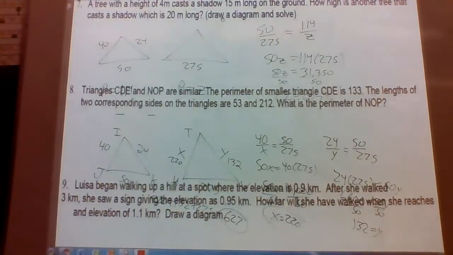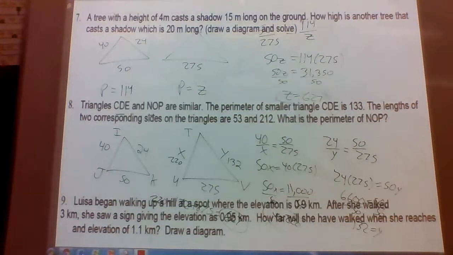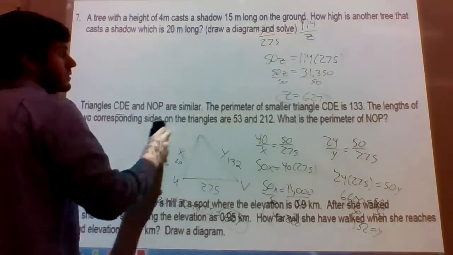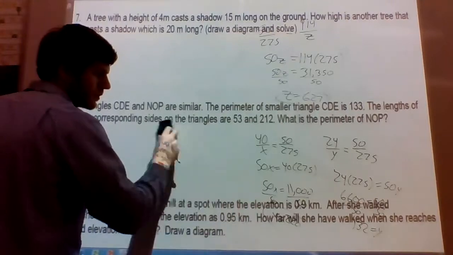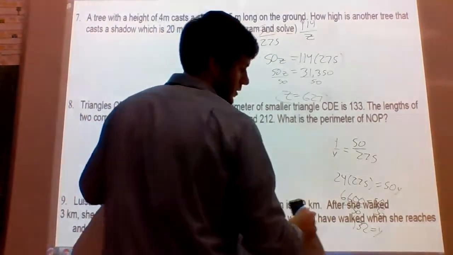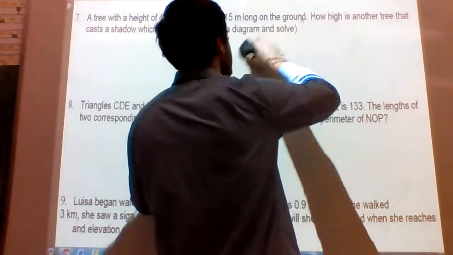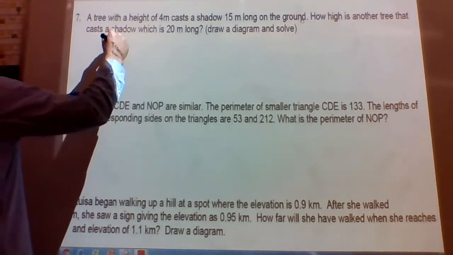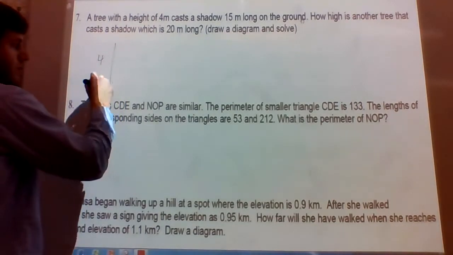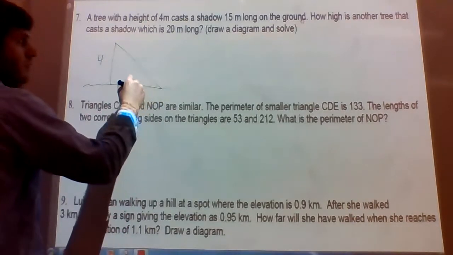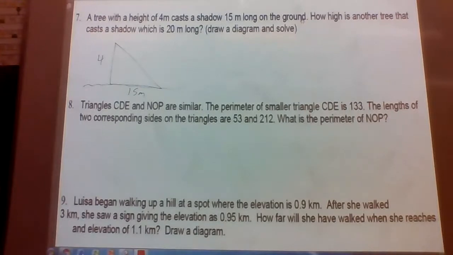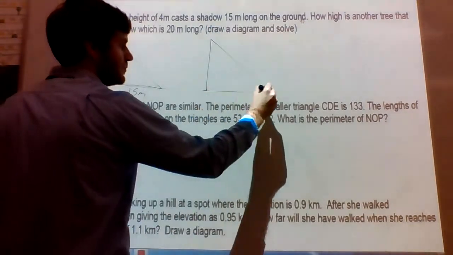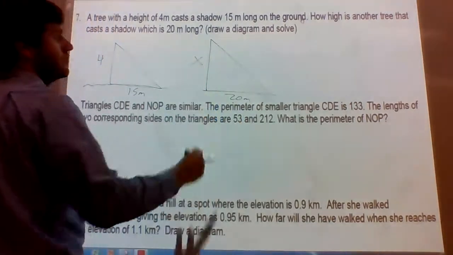Okay. Number 7, a tree with a height of 4 meters casts a 15-meter long shadow. So it's either evening or early in the morning, because the shadow is longer than the height. I mean, we're below a 45-degree angle. So here's the ground. It's going to cast a shadow that is 15 meters long on the ground. How high is another tree that casts a shadow? So here's another tree. This will cast a shadow that is 20 meters long. How tall is the other tree?